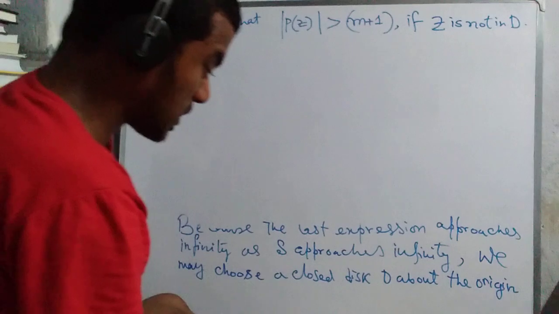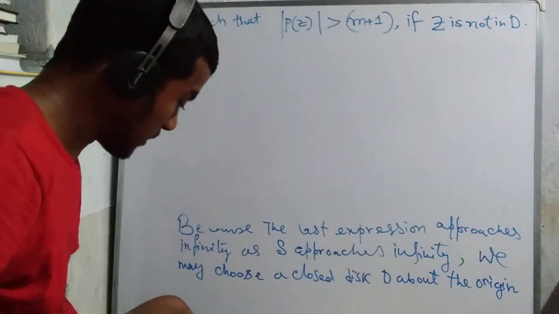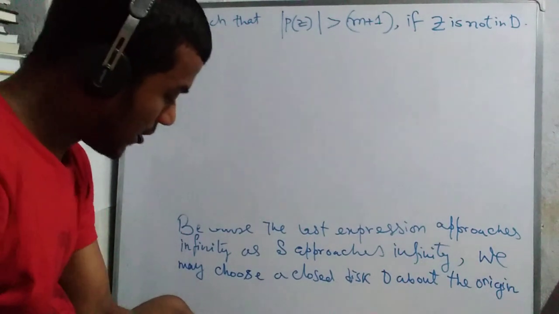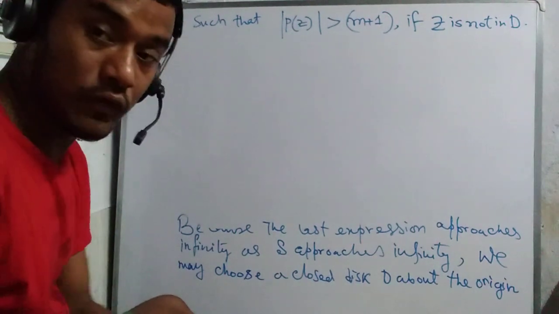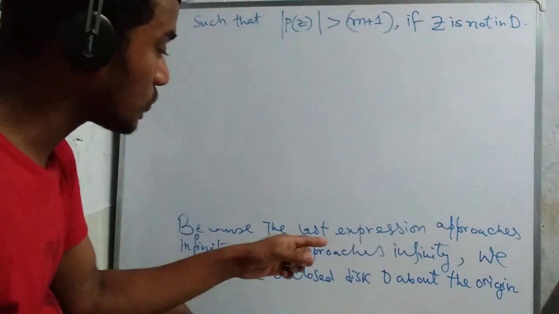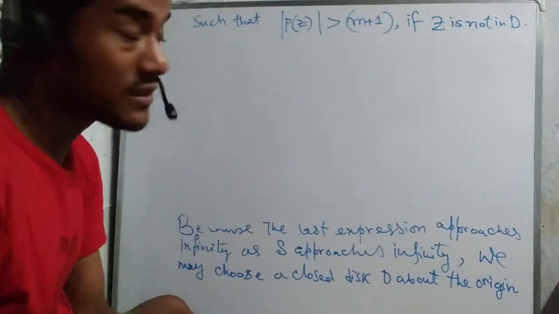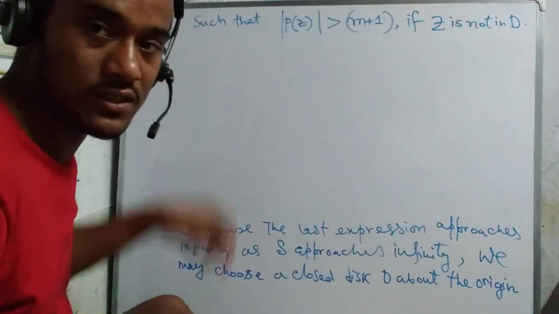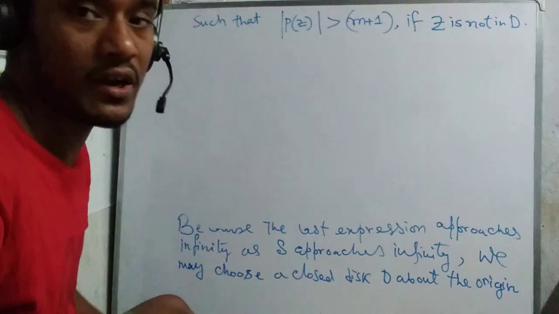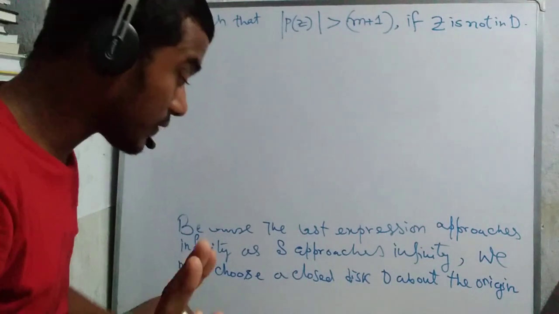Then what happened? We may choose a closed disk D about the origin such that the modulus of p(z) is greater than M plus 1, because we assume that M is the greatest lower bound of the modulus of p(z) where z belongs to C. Obviously z is not in D. That means outside this closed disk, the other domains have this property, the modulus of p(z) greater than M plus 1. Understand? I think not a problem at all.